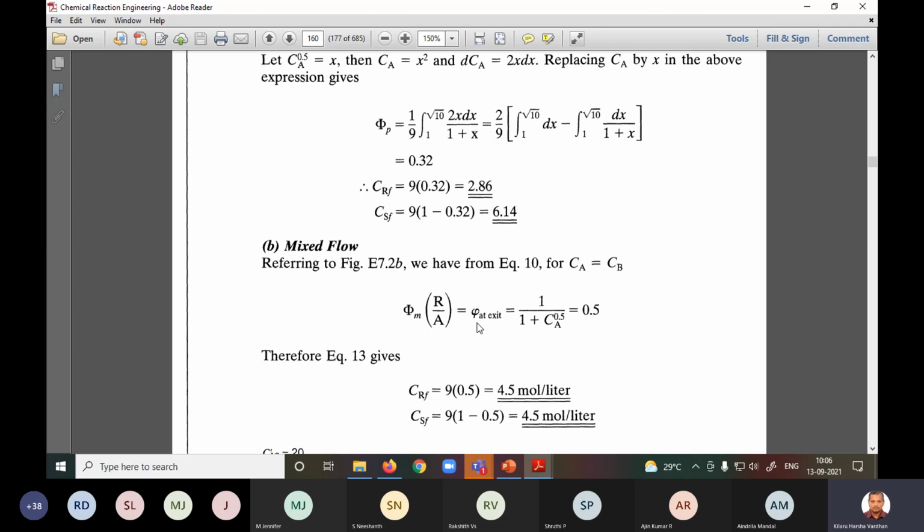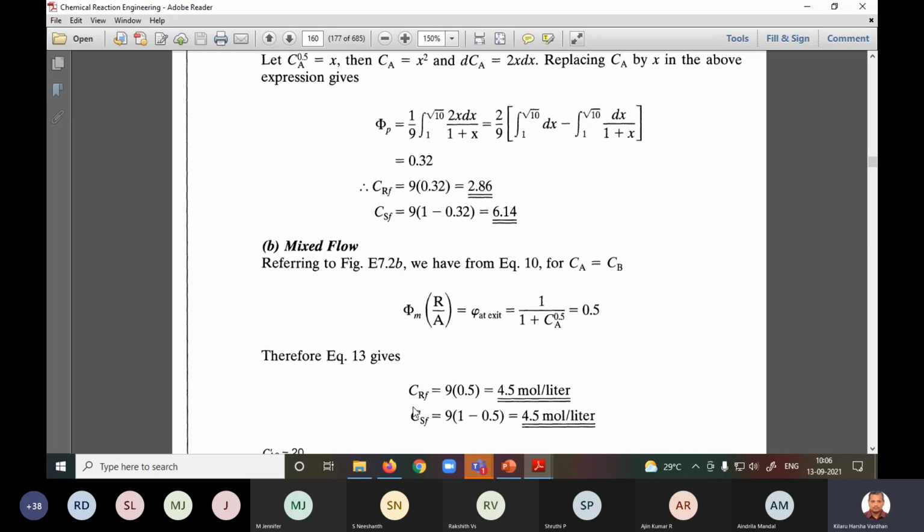Ca at the exit. Exit is nothing but Ca at the exit, right? At the exit, Ca is nothing but 0.1. So substitute 0.1 here, and then you can calculate 0.5. So here your pi p is 0.32, but pi m, that is a mixed reactor, it is 0.5. So once you calculate pi, you can calculate CRF.